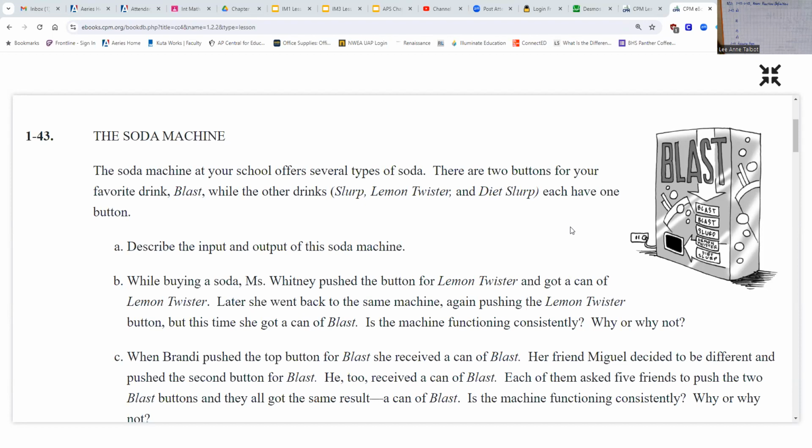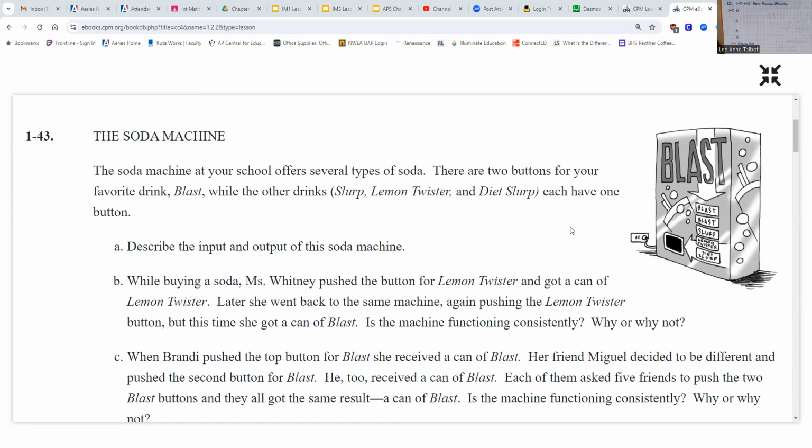There's two buttons for Blast, one button for Slurp. I think I would be a Slurp fan if it were real. One button for Lemon Twister, and one button for Diet Slurp. Okay, so we all know that I'd have to drink Diet Slurp because I couldn't stand the sugar of regular Slurp if it was real, but you know.